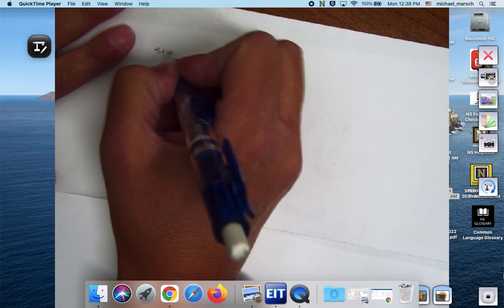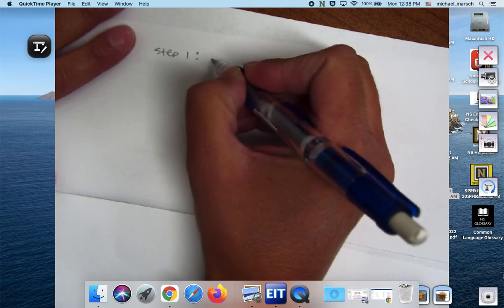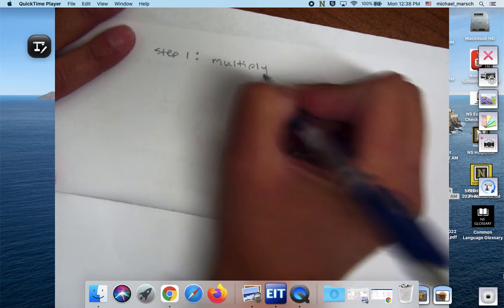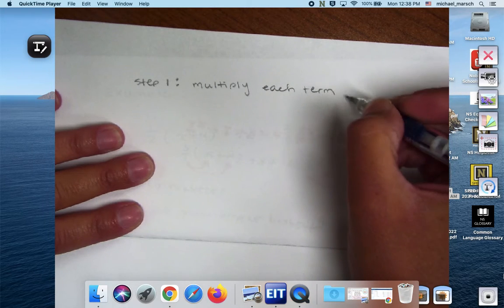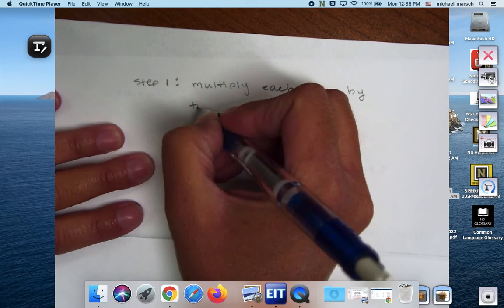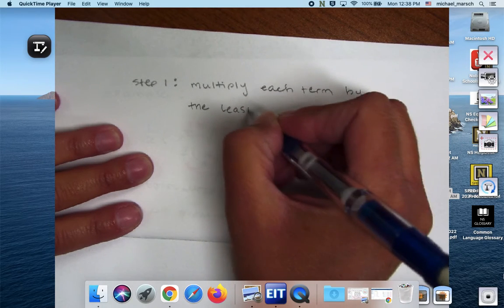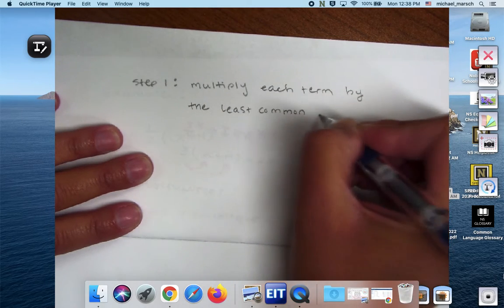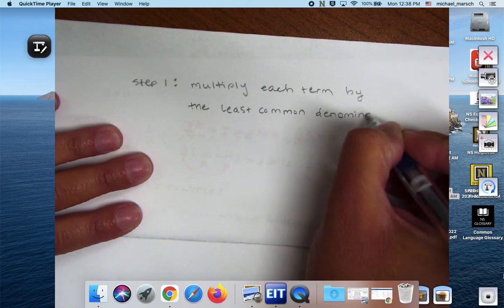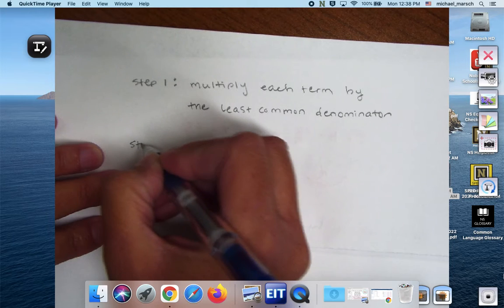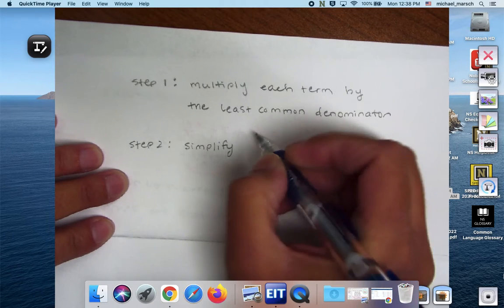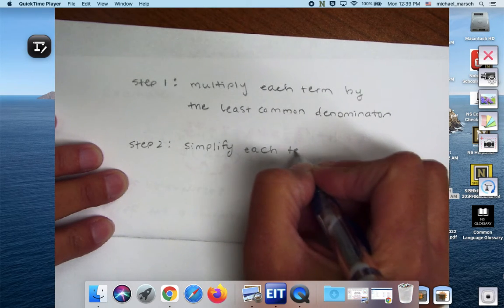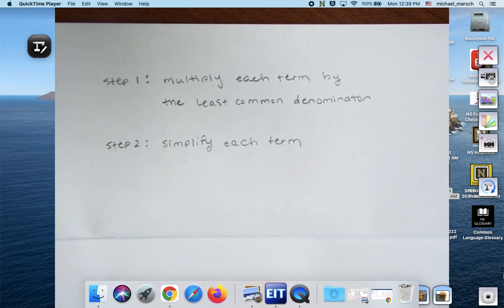So step 1 for clearing the fractions is to multiply each term by the least common denominator. And step 2 is to simplify each term. Coming around, making sure everybody's writing it in the correct place.